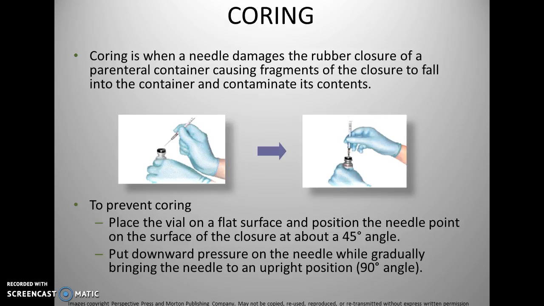Well, you want to make sure that the vial is on a flat surface. You position the needle on the surface of the closure at a 45-degree angle, and then put downward pressure on the needle while gradually bringing the needle to an upright position, an 80-degree angle. Okay, right. So that is all we need to know in relationship to working with vials.